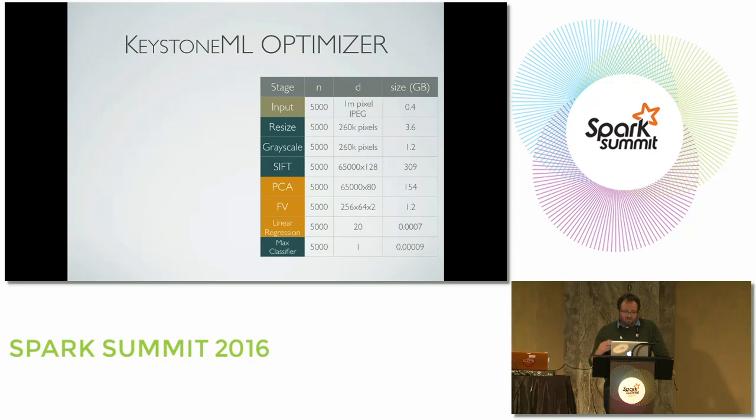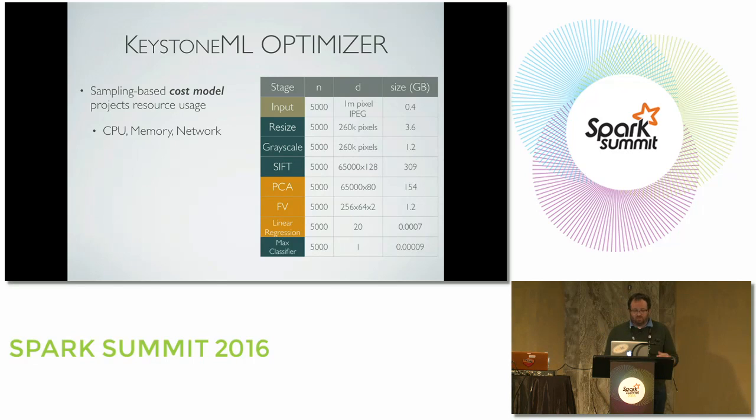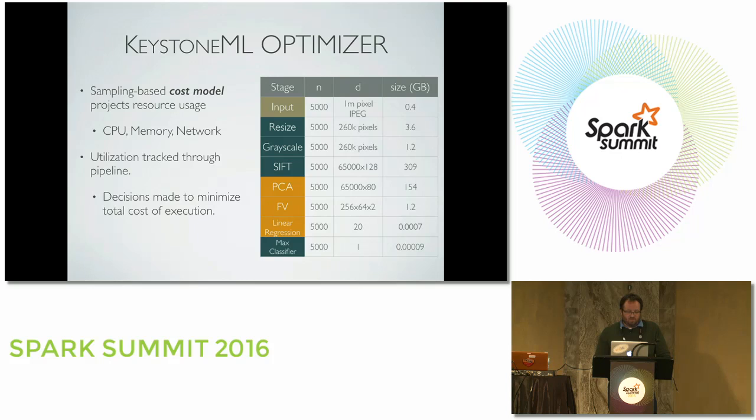Good. So the KeystoneML optimizer works kind of like this. We use sampling techniques and build up a cost model that projects resource usage by each stage of the pipeline. So we start with our input. It's 5,000 JPEG images. We know roughly the size. Then we take a sample of it and run it through the pipeline. We use a small sample of images to project the memory requirements, the CPU requirements, and the network requirements of each of these operators in the pipeline. And we build up this kind of table of information that we use for optimization. So the utilization is tracked through the pipeline, and then we make decisions to minimize the total cost of execution.